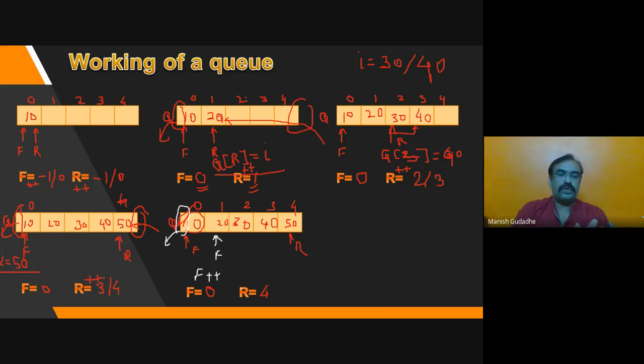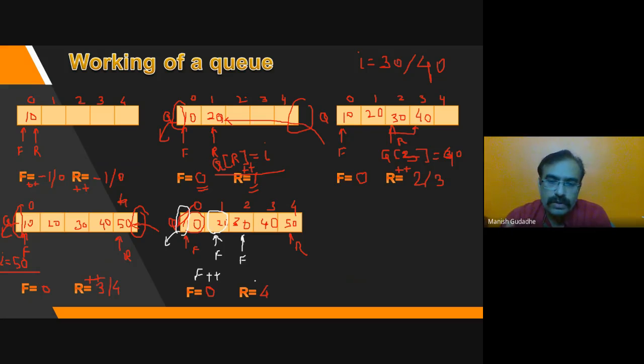So in this case, we are going to increment F so that it will point to the next element. So first is out, so next becomes the first. If I want to remove further, I'm going to remove this element, 20. So 30 will become the first element, the front element. So every time we are deleting one element, we are going to increment F.